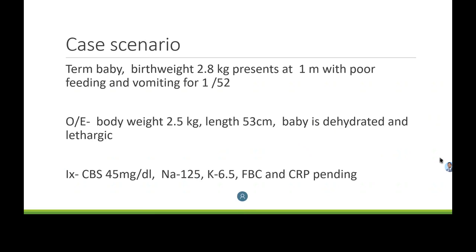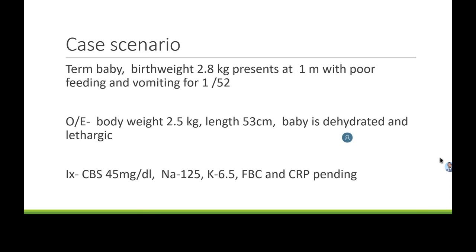Now, let's start with the clinical scenario. Have a look at this case scenario.